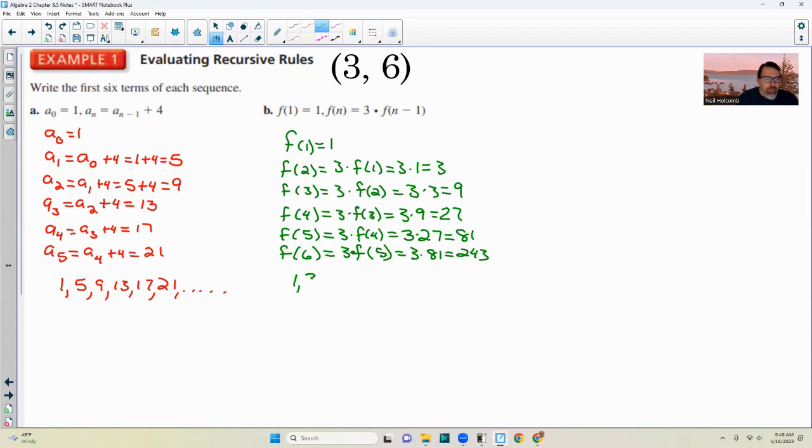9, 27, 81, 243, and those are our first six terms, and it continues. Okay, so that's how you evaluate recursive rules. So now you should be able to do problem numbers 3 and 6 in your exercises.